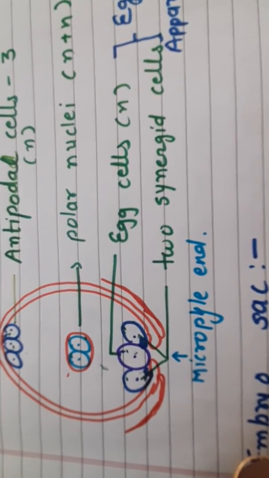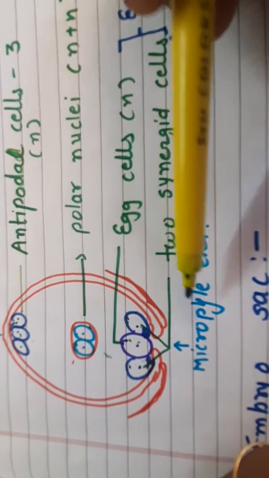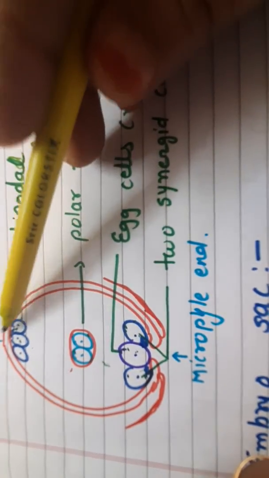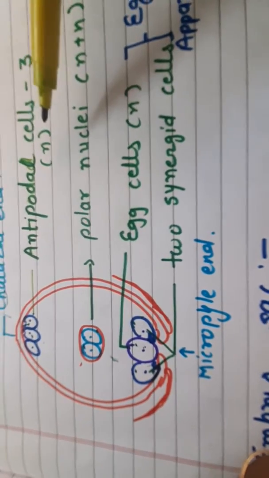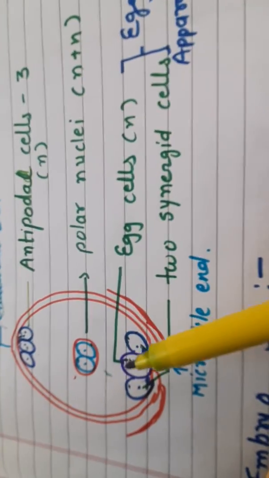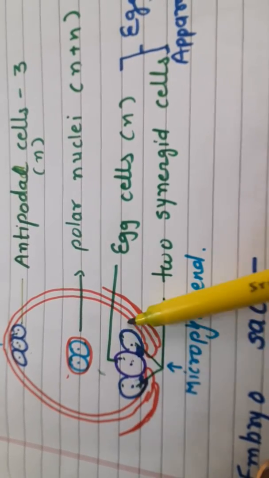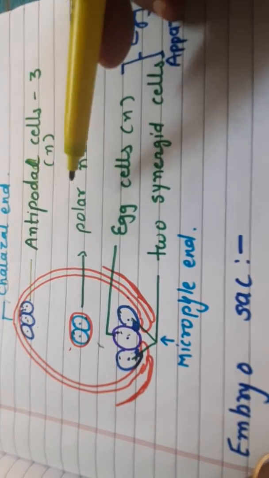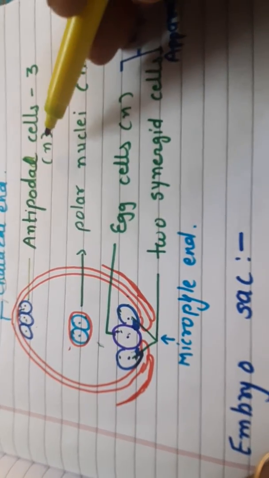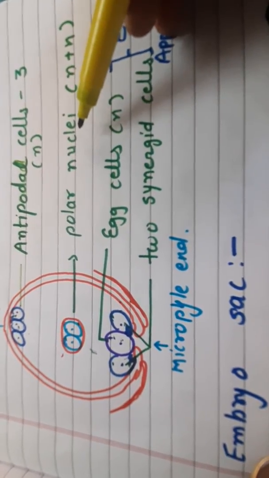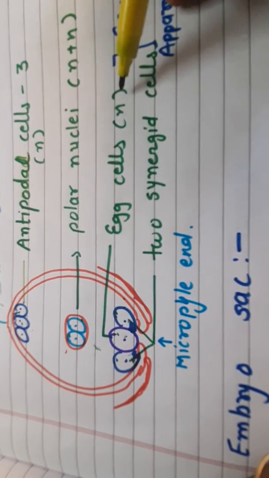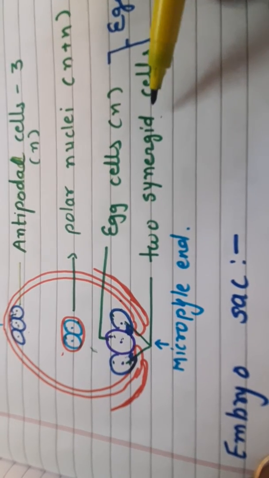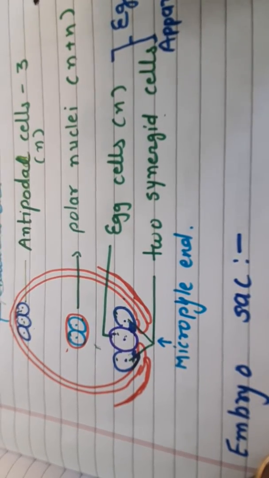Development of the embryo sac, that figure of the embryo sac. Remember what is the micropylar end, what is the chalazal end, the number of antipodal cells, all are haploid, how the egg apparatus is formed, egg cell, 2 synergid cells, right? What is the function of the filiform apparatus? This is most important. And second thing, remember, all cells of the embryo sac are haploid. Antipodal cell is haploid, polar nuclei n plus n, egg cell again haploid, even synergid cell is also haploid. Okay, thank you.